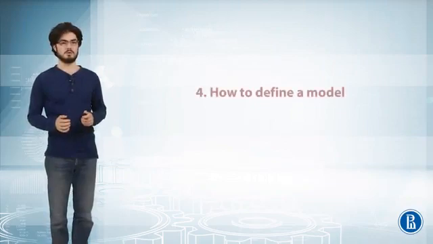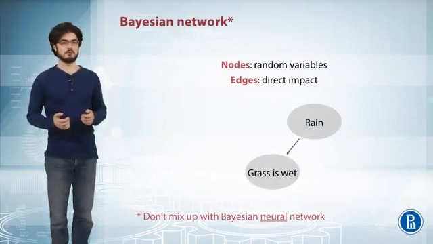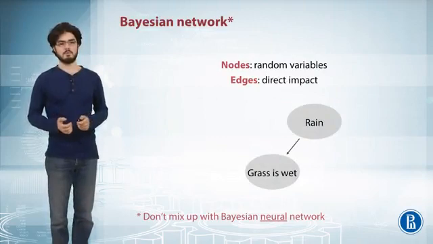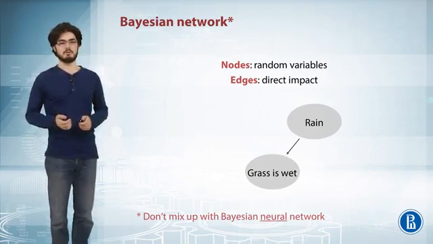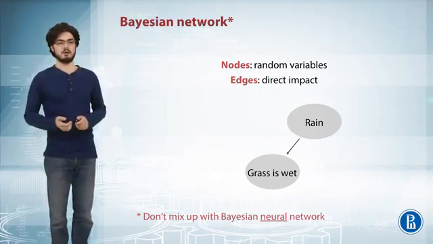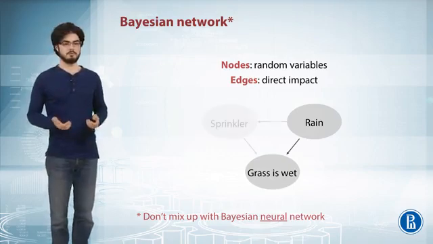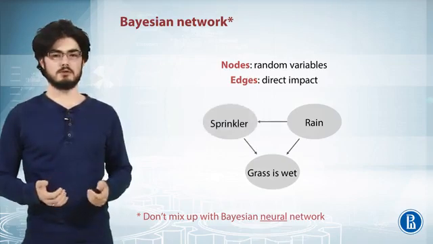In this video, we will see how to define a probabilistic model. The most convenient way to do this is called a Bayesian network. It is a graph. Its nodes are random variables and edges are direct impact. For example, here we have two random variables, rain and the fact that the grass is wet. And this edge shows that if it's raining, then the grass will be wet for sure. We can see a more complex graph.